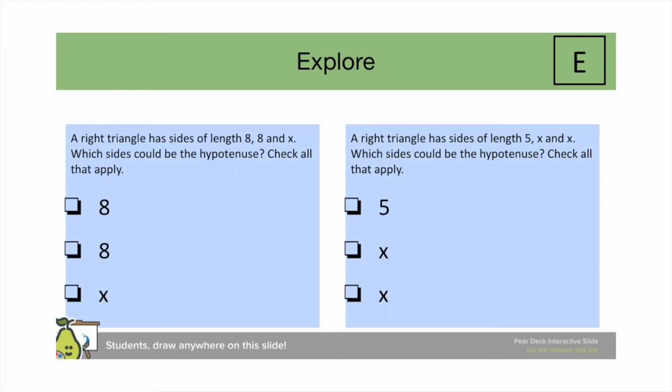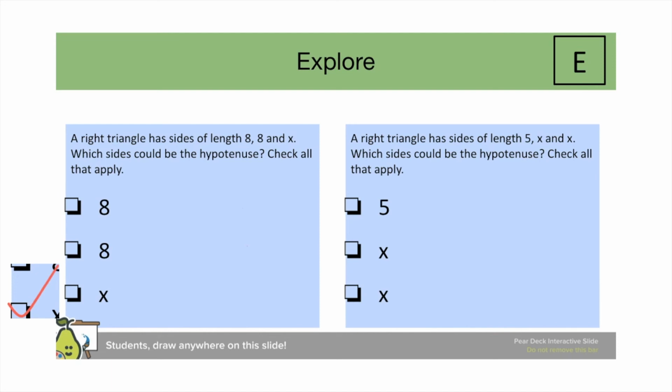You can treat the first question on this slide as the we do. A right triangle has lengths of 8, 8, and x. Which side could be the hypotenuse? Check all that apply. In this case, students should recognize that x is the only option for the hypotenuse, since in isosceles right triangles, the longest length is neither of the equal sides, which would also help students with the you-do.